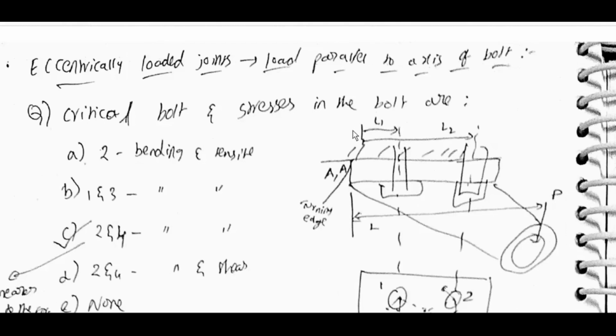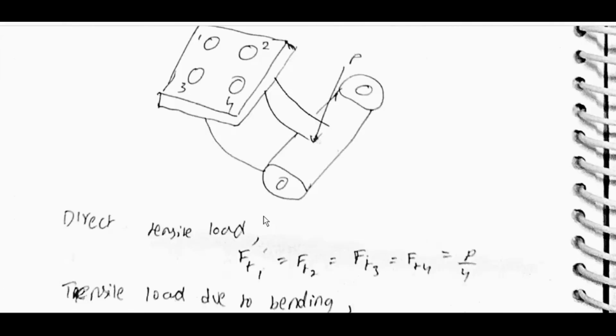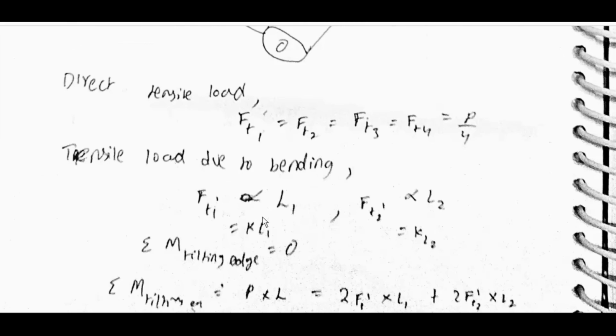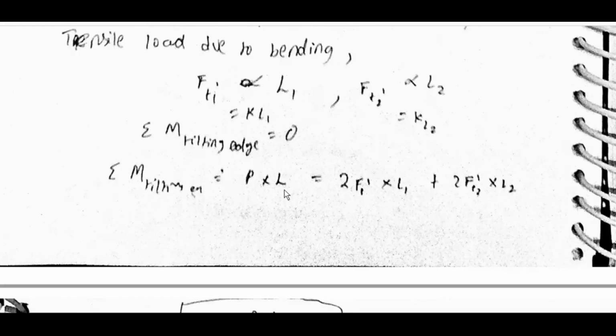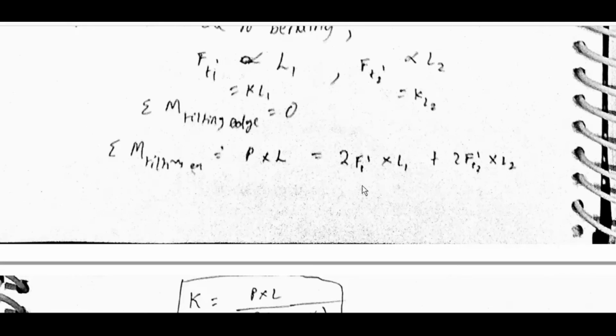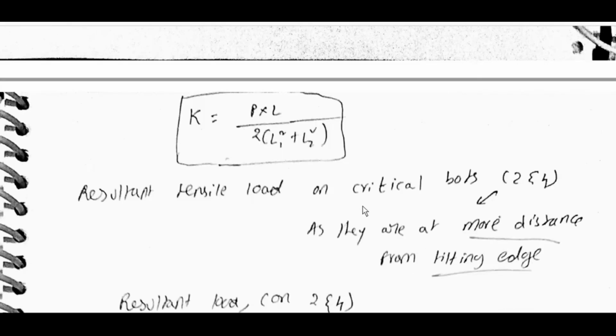L1 from the free end, L2. Ft1 prime is directly proportional to L1, Ft2 prime is directly proportional to L2. Ft1 prime is equal to K L1, Ft2 prime is equal to K L2. Sigma M about the tilting edge is equal to 0. Sigma M tilting edge is equal to P into L is equal to sigma Ft1 into L1 plus 2 Ft2 into L2. K is equal to P into L by 2 into L1 square plus L2 square.